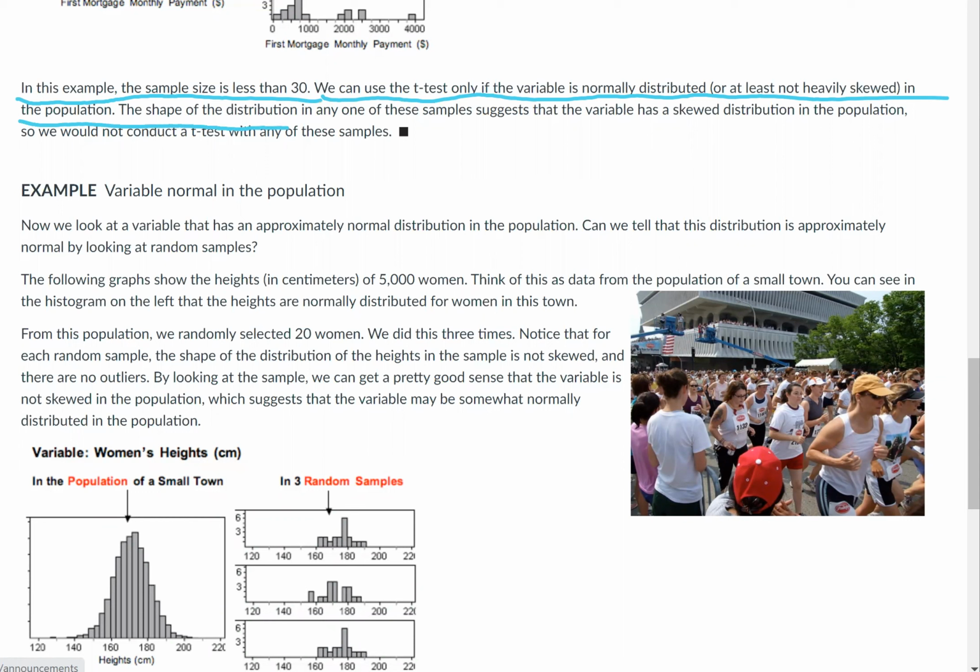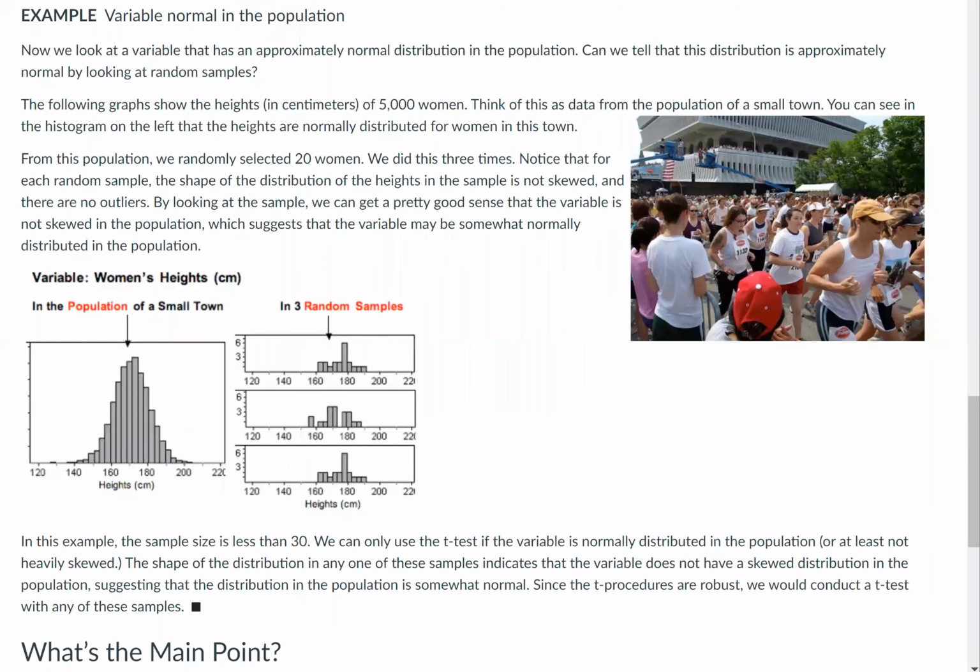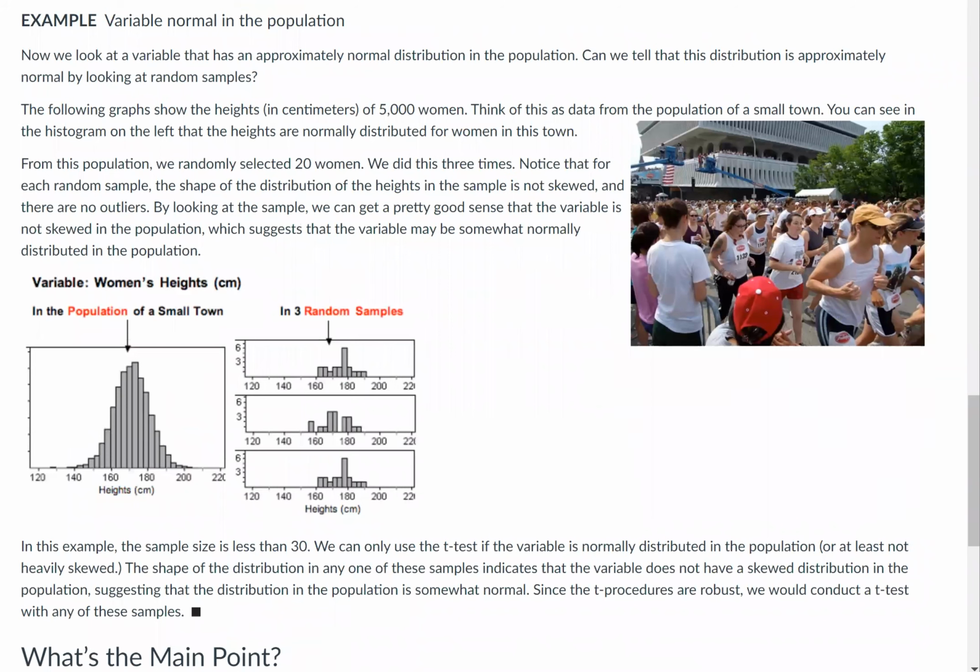The shape of the distribution in any one of these samples suggests that the variable does have a skewed distribution in the population, so we would not conduct a t-test with any of these samples. A t-test would not be accurate. It's only if it's a normal distribution or fairly normal, or if the samples have at least 30 people or whatever we're testing here. Now let's look at one where the variable is normal in the population.